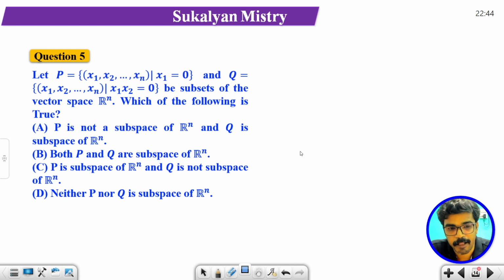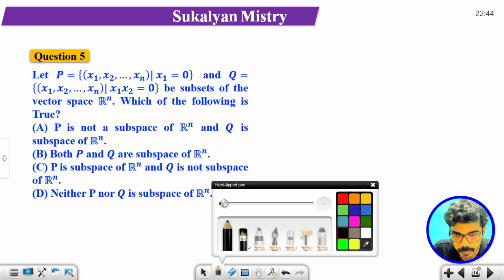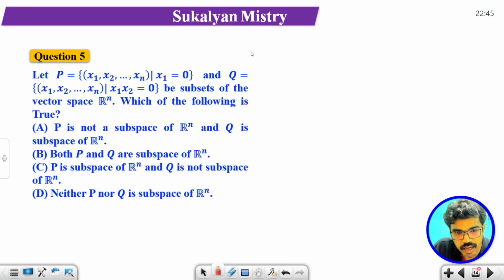Just see what is given here. P is the set. What is P? P is the set of x1, x2, dot, xn such that x1 is equal to 0. Okay, x1 is equal to 0. First of all, will P form a subspace or not?